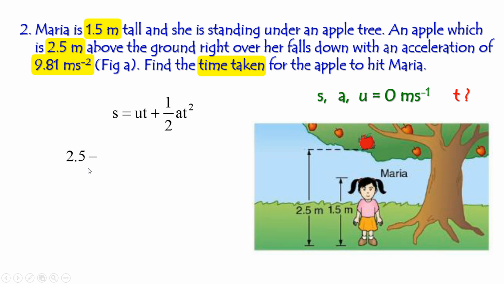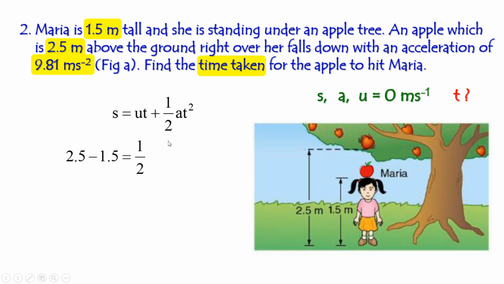Is it 2.5 or 1.5? Okay, look at the diagram. The apple is here when it falls and hits Maria's head. So what is the distance travelled? The distance travelled by the apple should be the difference between 2.5 minus 1.5. Is it okay? So it is the distance travelled by the apple.